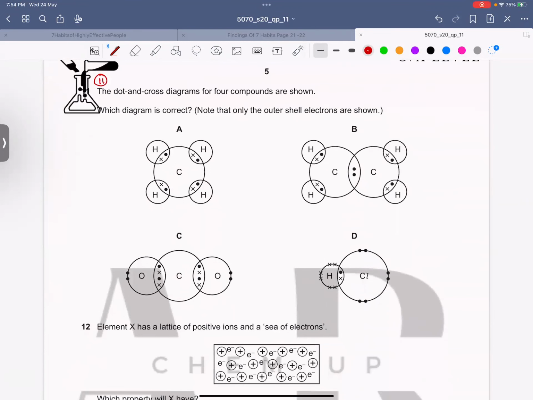Question number 11. The dot and cross diagrams for 4 compounds are shown. Which diagram is correct? Note that only the outer electrons are shown. If you recall, carbon has 4 electrons in its outermost shell. I'm just putting the number of electrons in their valence shell. Hydrogen has 1 electron.